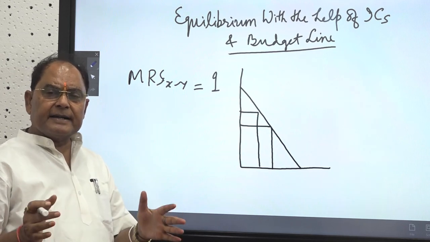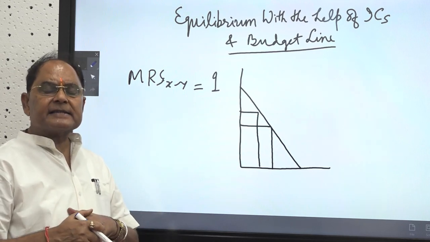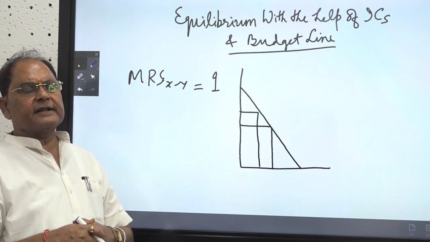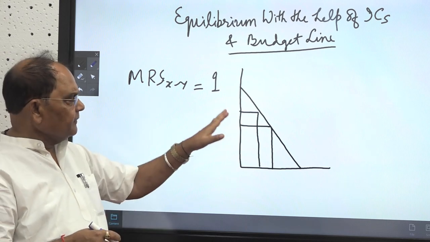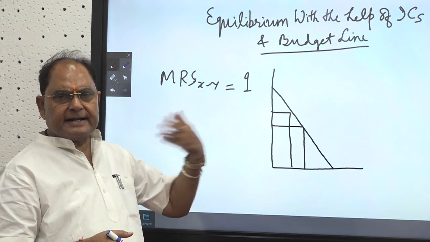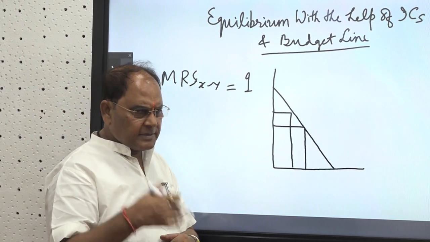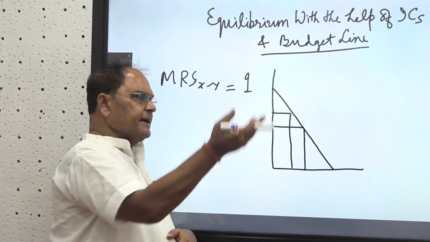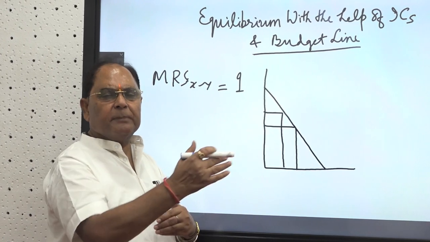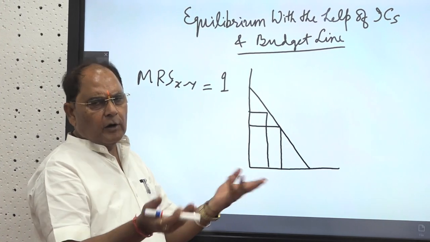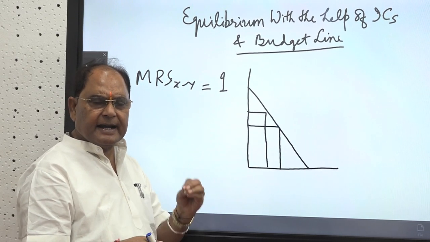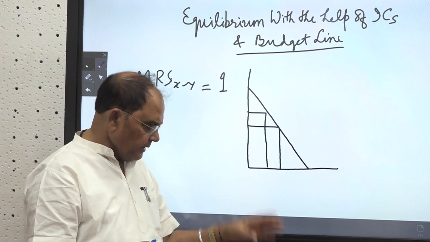What does marginal rate of substitution do? It tells us about the curvature or the shape of the indifference curve. Indifference curves are dependent on the rate of substitution. If the rate is higher on the negative side, the curve will have a deeper curvature. If it is lesser, it may have less deeper curvature, and so on and so forth. So marginal rate of substitution means the rate at which X is substituting Y.